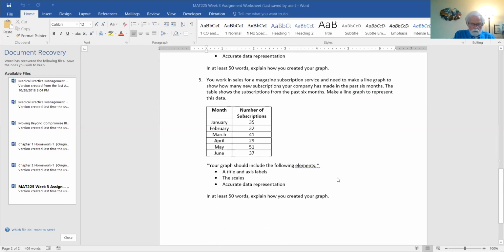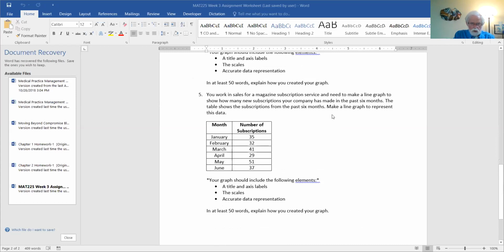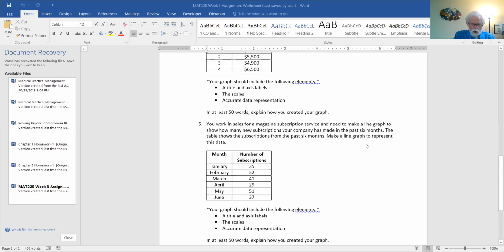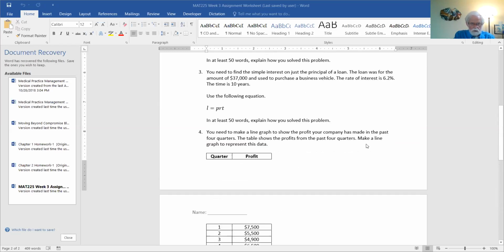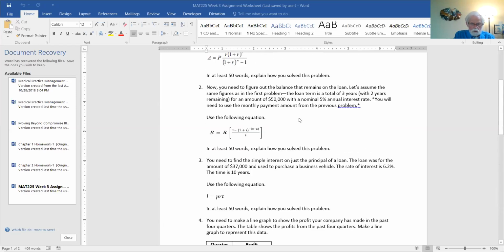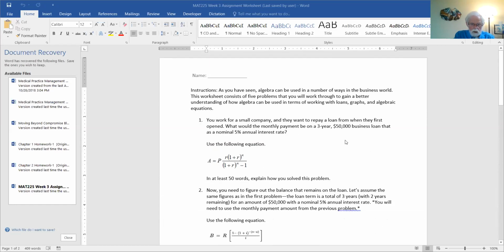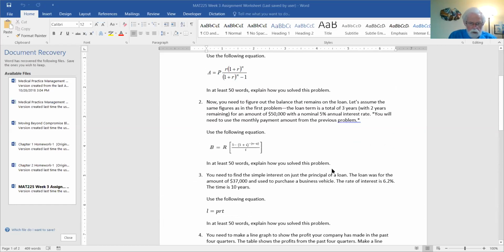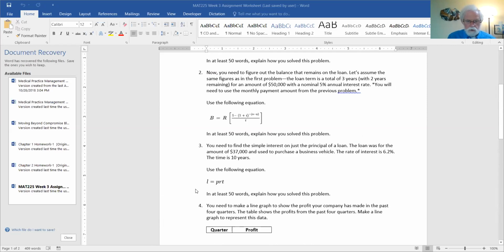So again, problem 5 is the same thing. You're going to look at explaining how you create a graph. So I would graph it out and then just write out how you did it. Oh yeah, here we have a simple interest. So remember we discussed principal, rate, which is going to be X percent per year, and 10 years, whatever they tell you.